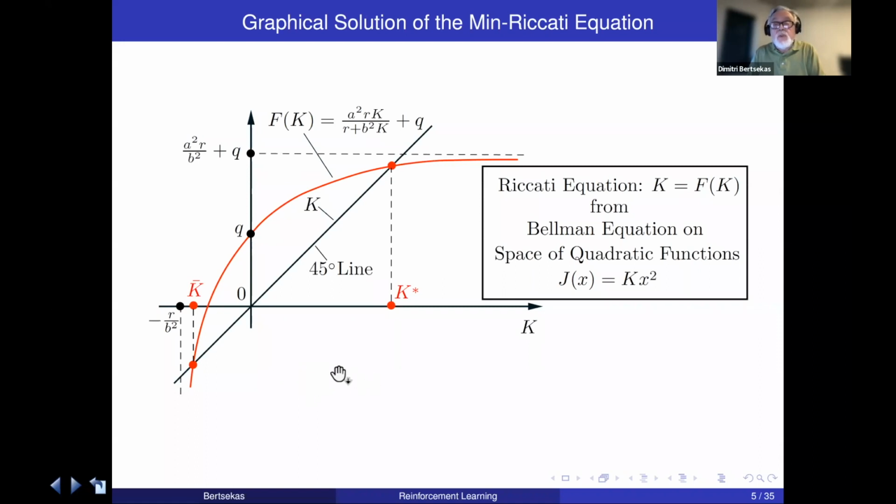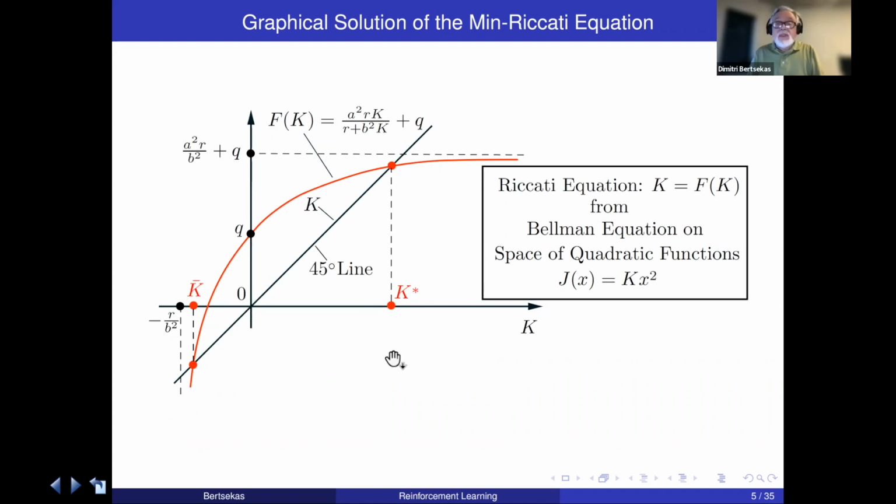And now let's go to the solution of this Riccati equation. To solve it, we have to find a point where the right-hand side is equal to the left-hand side. Now, the right-hand side is this red curve here. The left-hand side is linear. It's just a 45-degree line. And at the point where these two, the red and the black, meet, we have solutions of the Riccati equation. And we're looking for a positive solution, which is the coefficient of the optimal cost function, which is k star. So this is a solution that we're looking for. There's another solution here that's negative that does not concern us because we know that the optimal cost is positive.